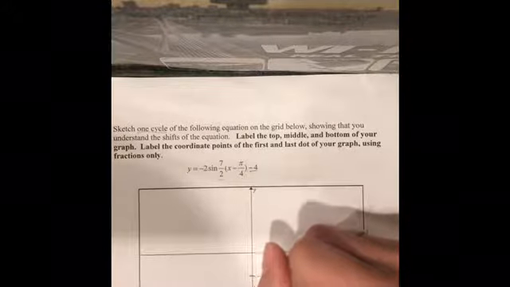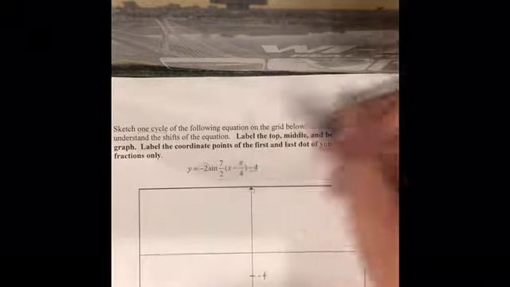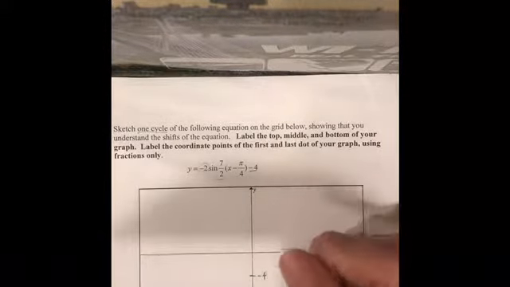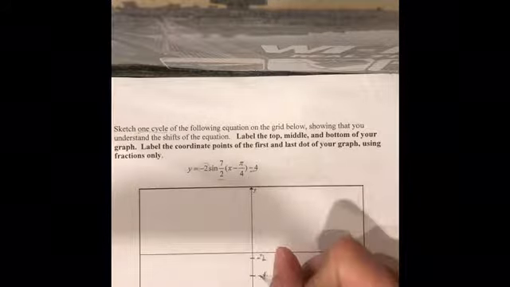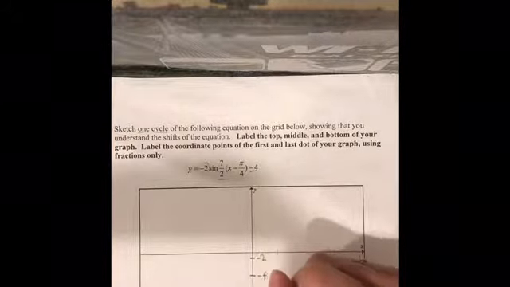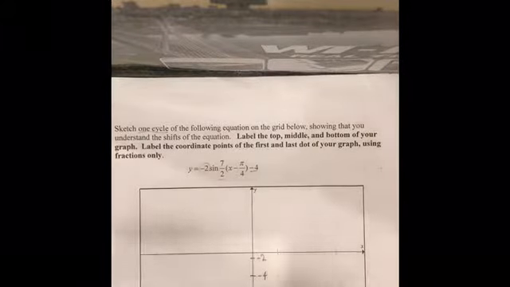So we mark the -4, and then we take this number at the front of the equation, and it tells us how much to go up and how much to go down. So we're going to go up 2 to -2, down 2 from -4 to -6. And these are the parameters of our graph.